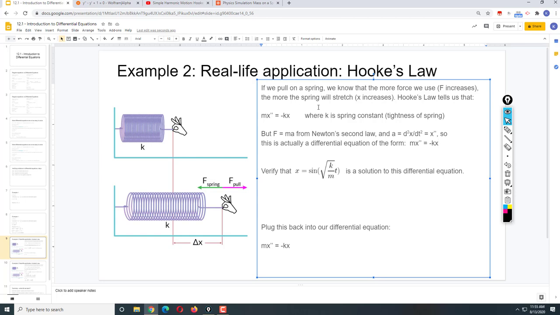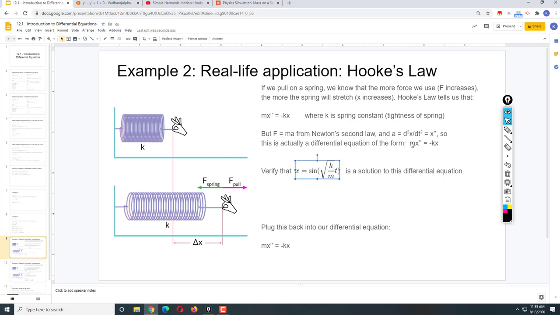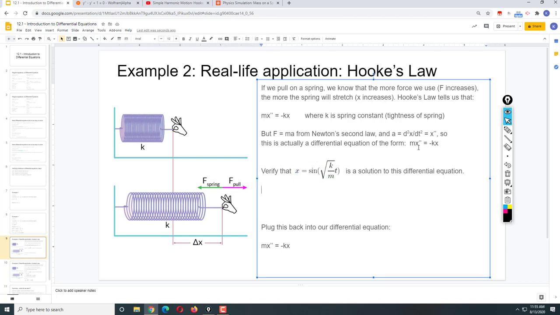When we solve it, one of the solutions looks like this: x equals sine of the square root of k over m times t. Let's verify that this is in fact a solution of m x double prime equals negative kx. We have to find the derivative and the second derivative. If x is sine of square root of k over m t, then x prime equals cosine, and we have to pull out a square root of k over m by the chain rule.